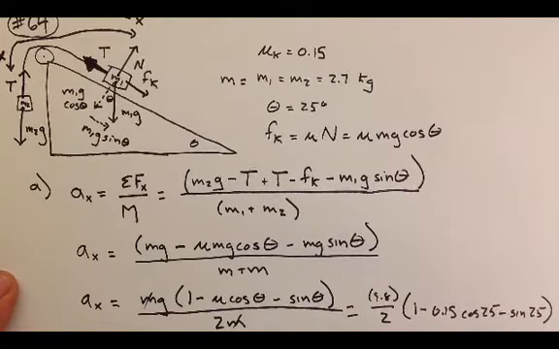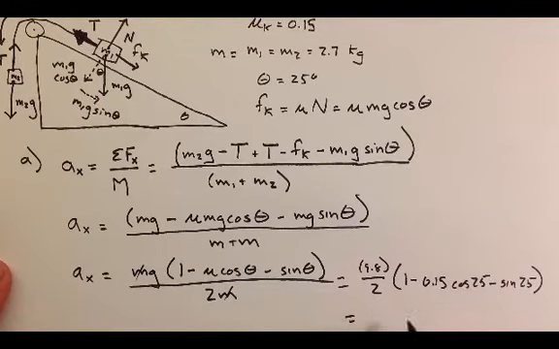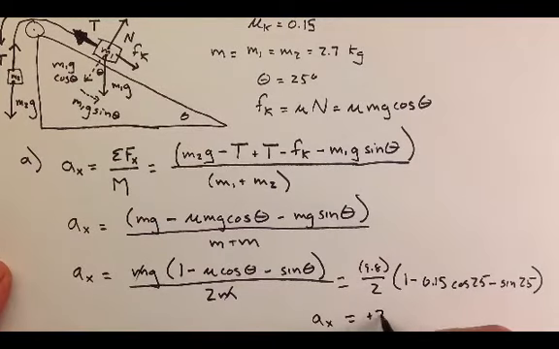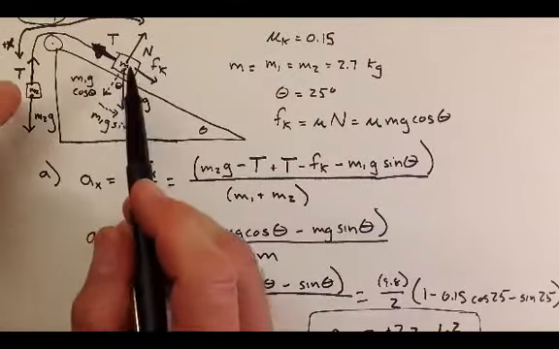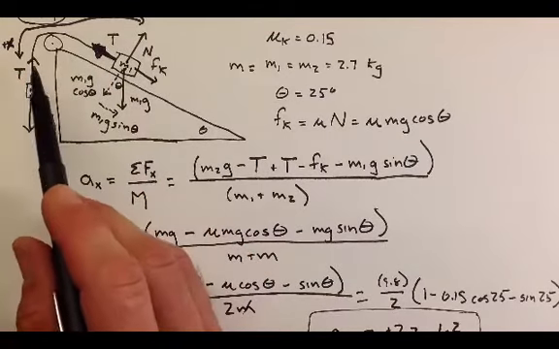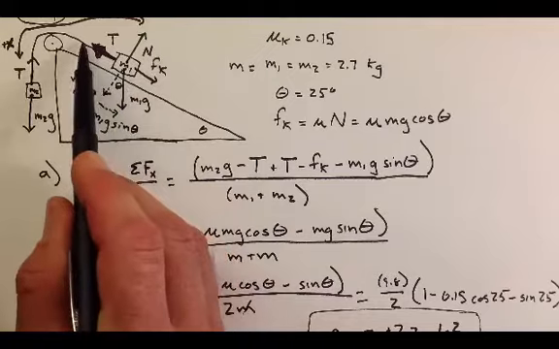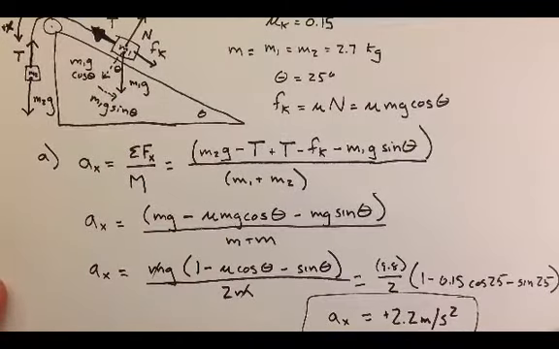Okay? And if I plug that all into my trusty calculator, I will get an acceleration in this direction of plus 2.2 meters per second squared. So this would be the acceleration of both block 1 and block 2, either moving down like this or up the ramp like this in the positive x direction, as I've drawn it here.